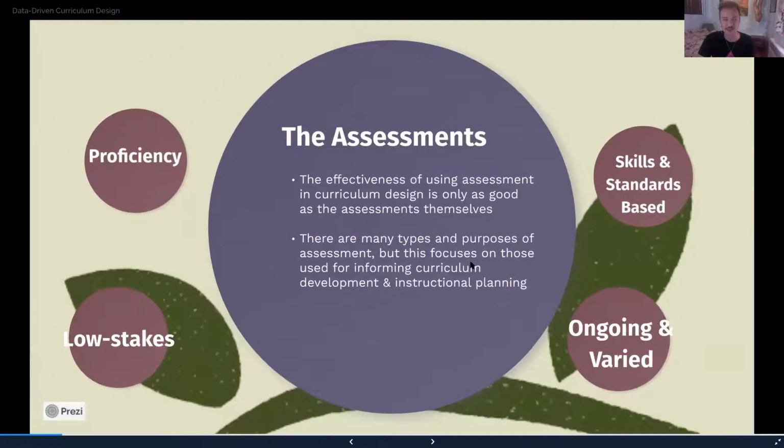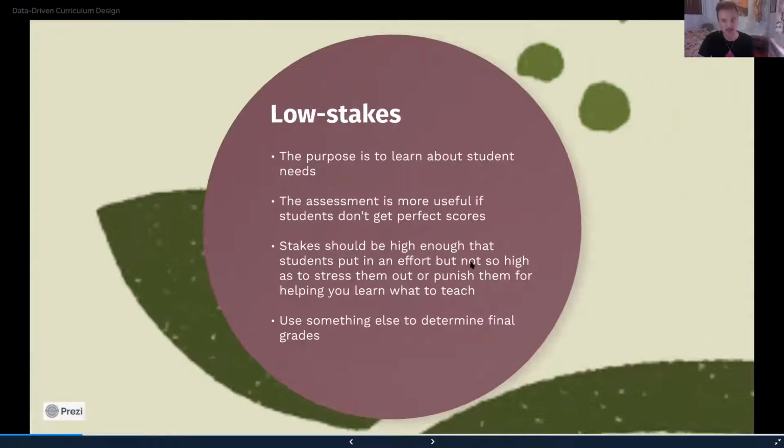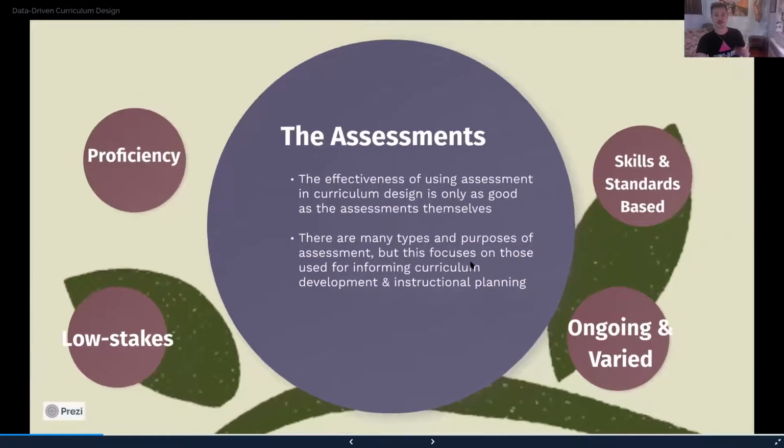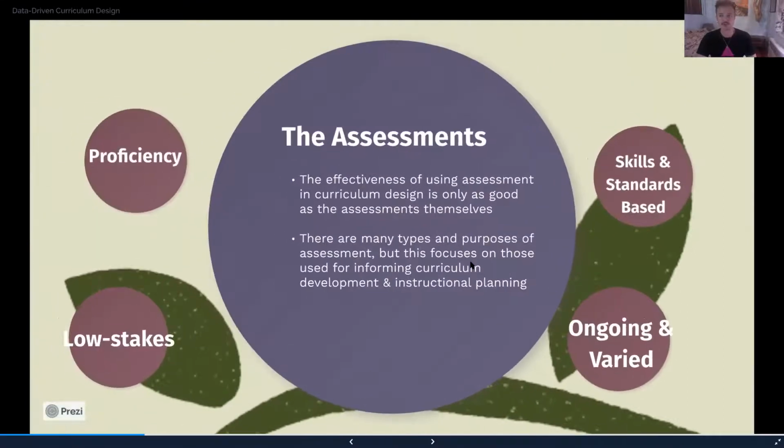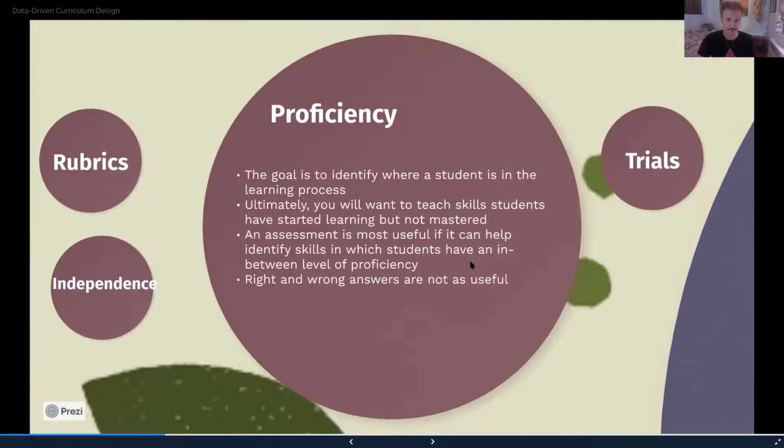Because of that, it's important that these tests be low stakes. You don't want to punish a student for not doing well on a test where the whole point is that they don't do well. You want it to be high stakes enough that they're going to want to do their best and take it seriously, but you don't want to punish them or base their grade on something where that's not the purpose. They should also be ongoing and varied, ranging from really big assessments to just small checks for understanding.